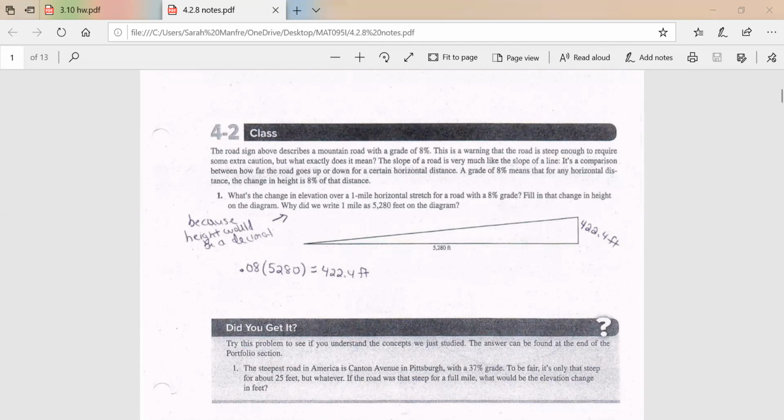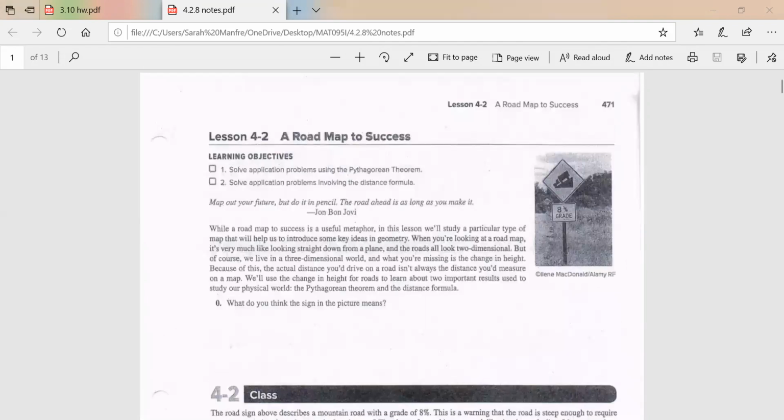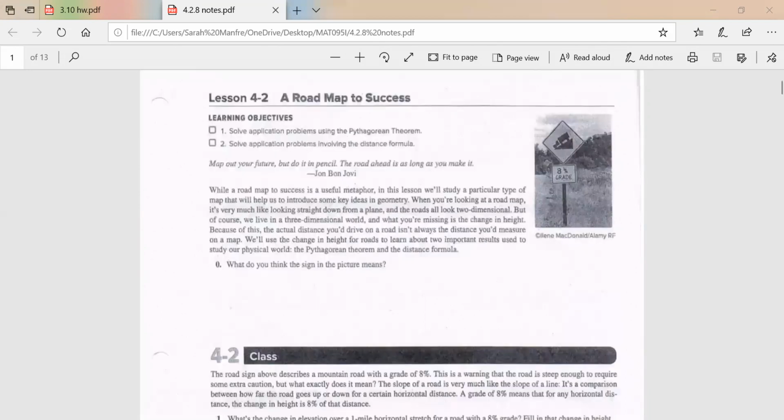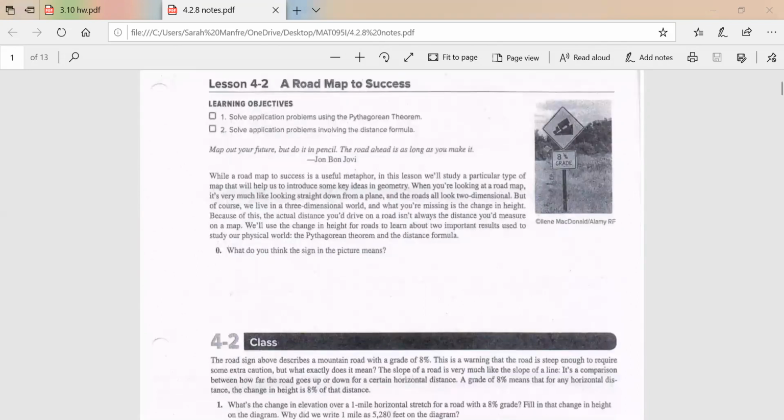All right, so 4.2 is all about Pythagorean theorem and distance formula. Pythagorean theorem hopefully sounds familiar to you. Pythagorean theorem is an equation, or a formula, that we can use to find the length of the missing side of any right triangle.